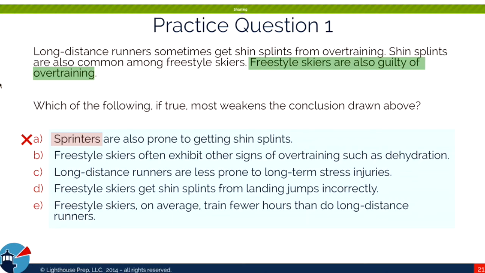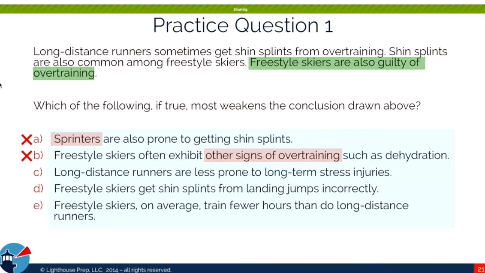On to answer choice B, we see that freestyle skiers often exhibit other signs of overtraining, such as dehydration. So freestyle skiers often exhibit other signs of overtraining is the key phrase there, right? Well, it's a trap answer because if you didn't pay attention, the question stem says what weakens the conclusion drawn above, right? Well, if there are other signs of overtraining for freestyle skiers, that only strengthens the conclusion that they are in fact overtraining, right? So if you're getting dehydration on top of shin splints, then you can be more sure that you are overtraining. So because it goes in the opposite direction of what we want, we're going to eliminate this one.